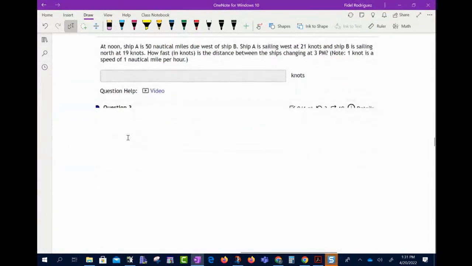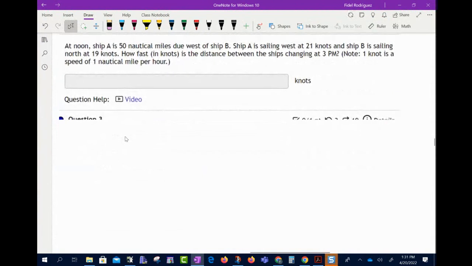Okay. So it says at noon, ship A is 50 nautical miles due west of ship B. Ship A is sailing west at 21 knots, and ship B is sailing north at 19 knots. How fast in knots is the distance between the ships changing at 3 p.m.? Okay, so we're going to draw a picture here.